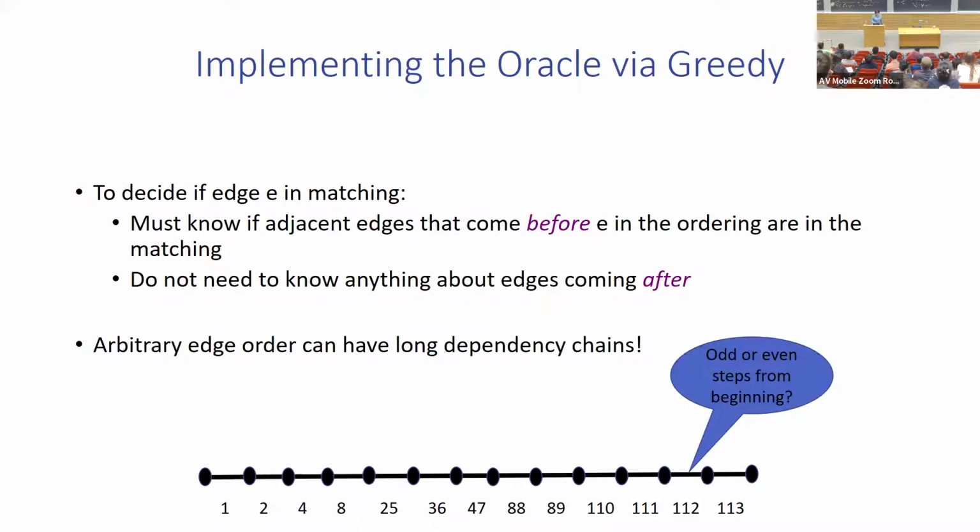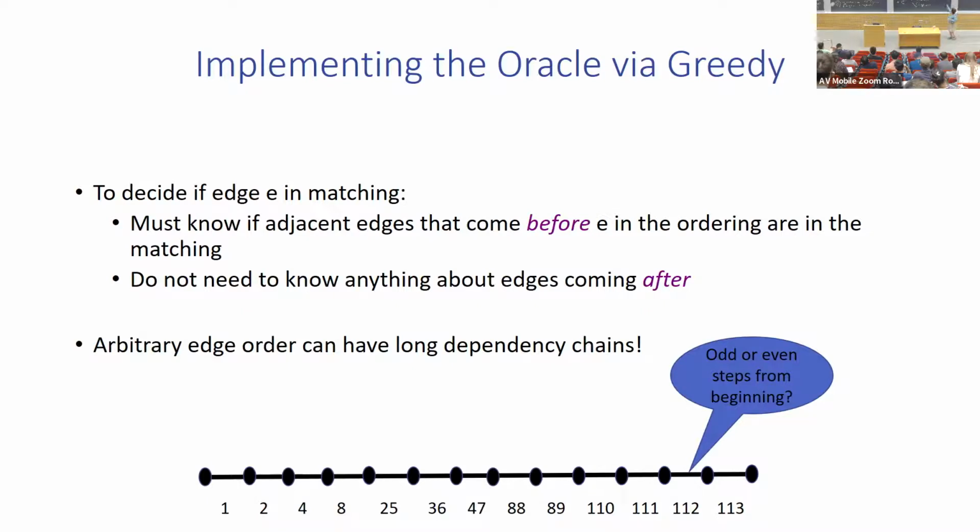So what about this edge here? This edge here, 112. He's next to 113. Greedy considers 113 after he considers 112. So I know that at the point that 112 got considered by Greedy, 113 was not put into the maximal matching because it hadn't been considered. But 111 had been considered. I have to figure out if 111 is in the matching. Well, 111 doesn't need to worry about 112, but 111 does need to worry about 110. And 110 needs to worry about 89. 89 needs to worry about 88, and so on.